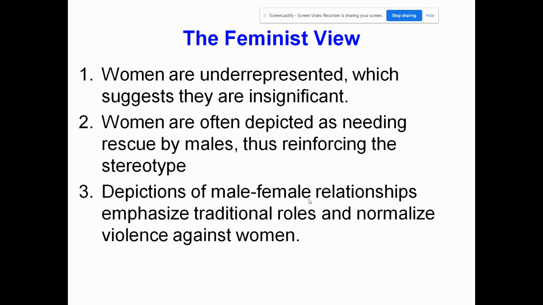So, for example, if you think about the Marvel movie franchise, if you've ever seen them, there's literally one movie, Captain Marvel, that really stars a major female lead. And then if you look at the DC comic universe, you have Wonder Woman. That's basically it. And that's just one of many, many examples.